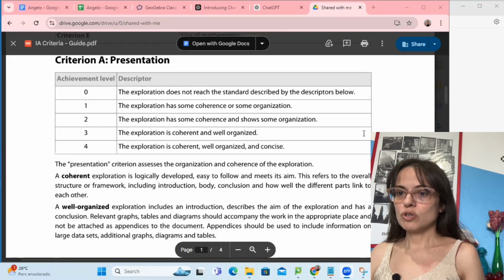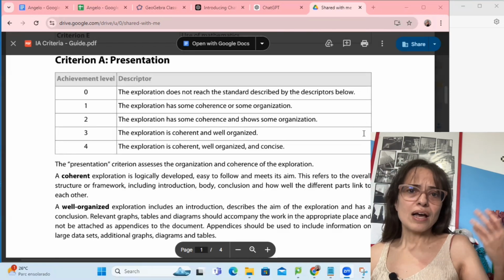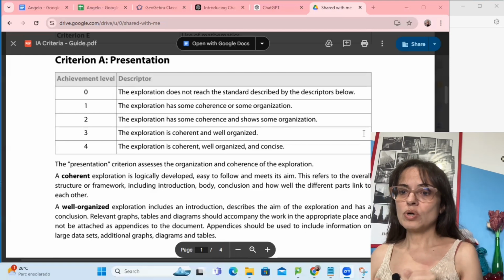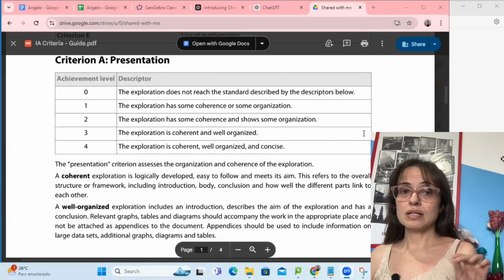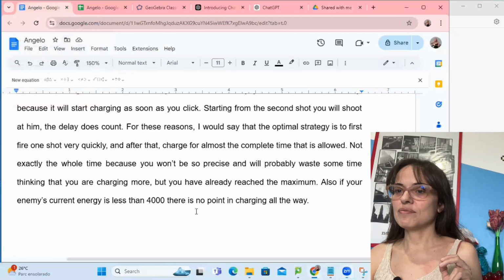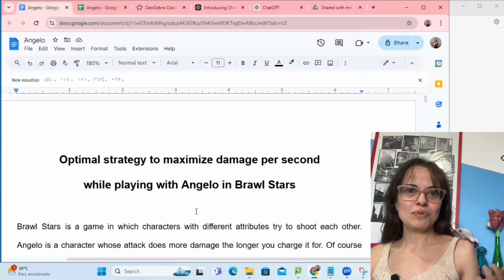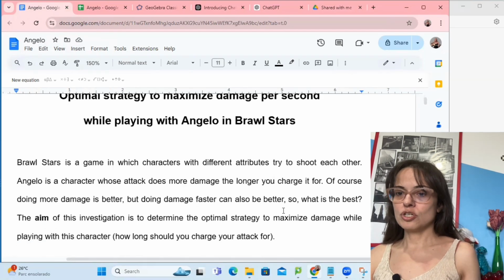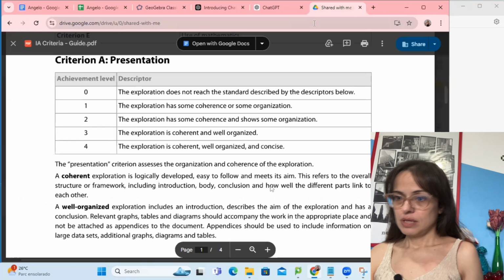This refers to the overall structure or framework, including introduction, body, conclusion, and how well the different parts link to each other. I think there is a flow in this text. I was telling a story just like I was in the video, so that's good. It's coherent. A well-organized exploration includes an introduction, describes the aim, and has a conclusion. This is something that students often confuse for section titles. You will notice that I do not have any section titles. It's not that I'm against you having them, I just didn't feel like doing it, which is often my style. But this is the introduction, this is the aim, and the conclusion is the last paragraph. So I guess I'm good in that.